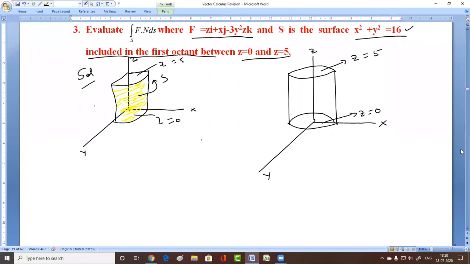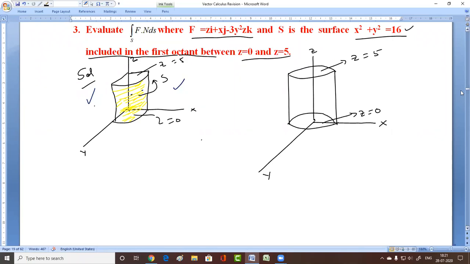Now how to solve this problem? If you understand the diagram, then it is very easy. If the curved surface is projected on any one of the planes, here we have two possibilities: projection on the YZ plane, or projection on the XZ plane. Because if you project on the XY plane, you cannot find the points on the curved surface. So that's why we can project on the YZ plane or XZ plane. If you understand all these points, then we will solve the problem.